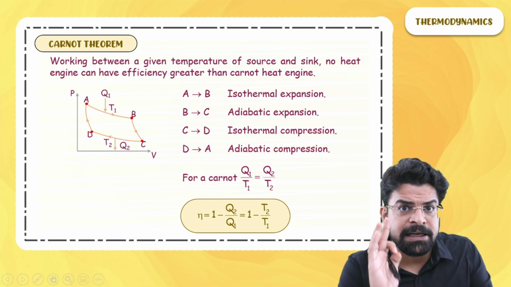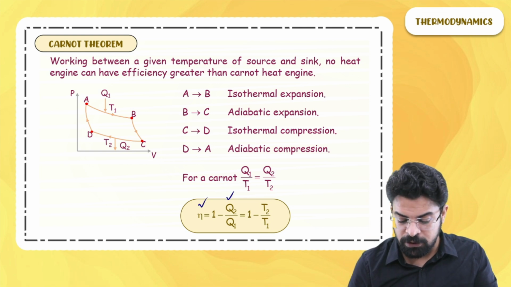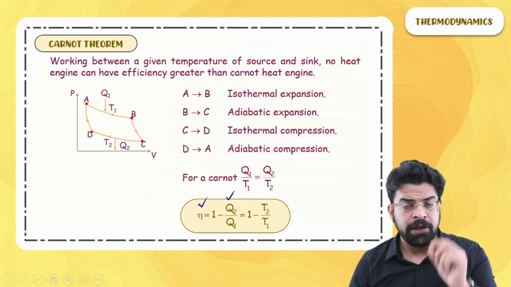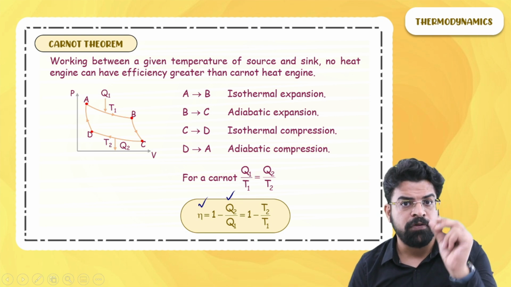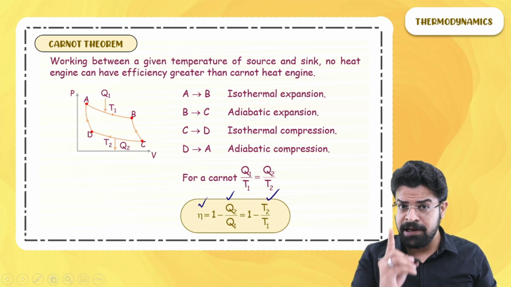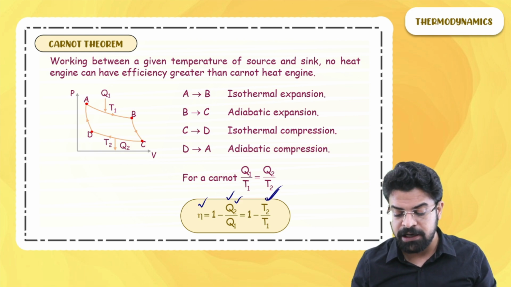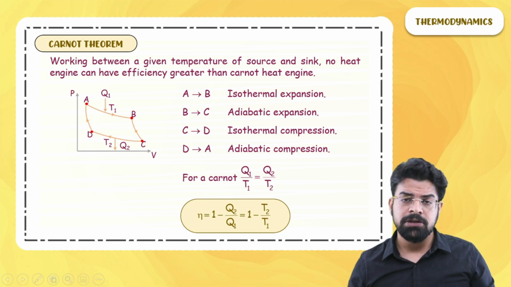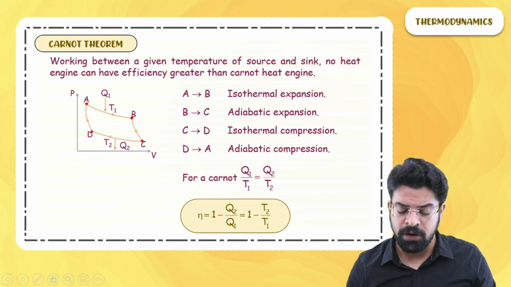For all heat engines, you can write efficiency equals 1 minus Q2 by Q1, heat rejected to sink upon heat accepted from the source. But only for a Carnot heat engine, in place of Q2 by Q1, you can write T2 by T1. So let's see some questions to understand heat engines.